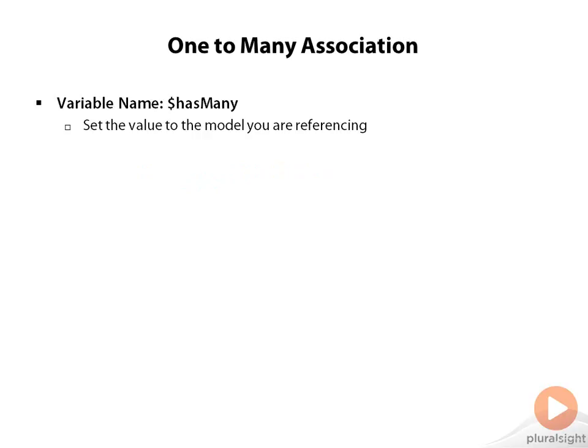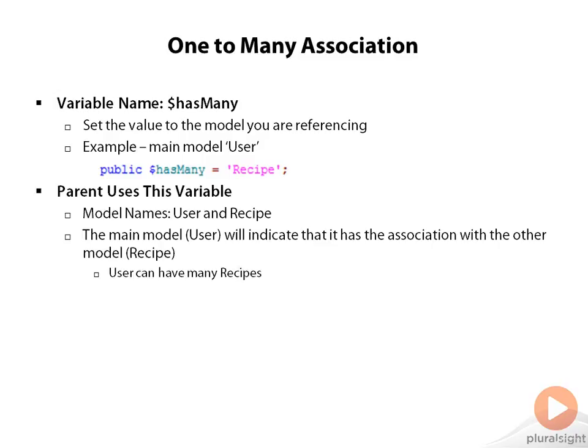Our second association type is a one-to-many association. The variable name that we will use is hasMany, and the value that this variable will be set to is the model we are referencing. This is the exact same as the one-to-one association. So for example, if we were in a main model of user, we would use public hasMany and then equal to recipe. For more clarification, we are in the parent model, and the parent model will use this variable.